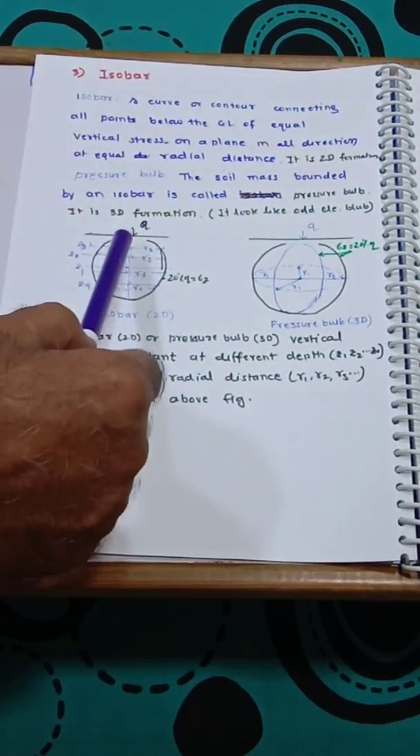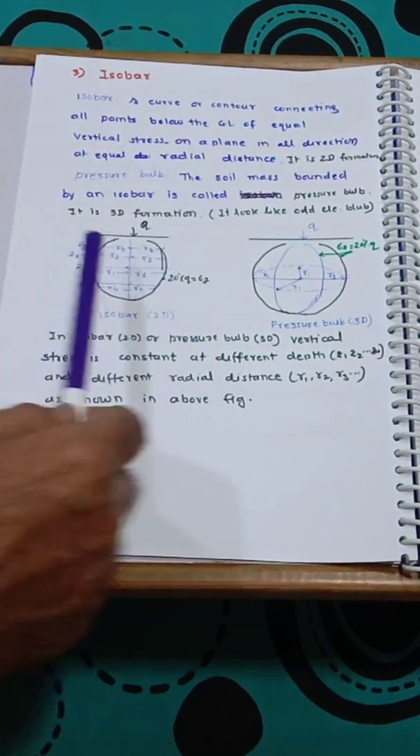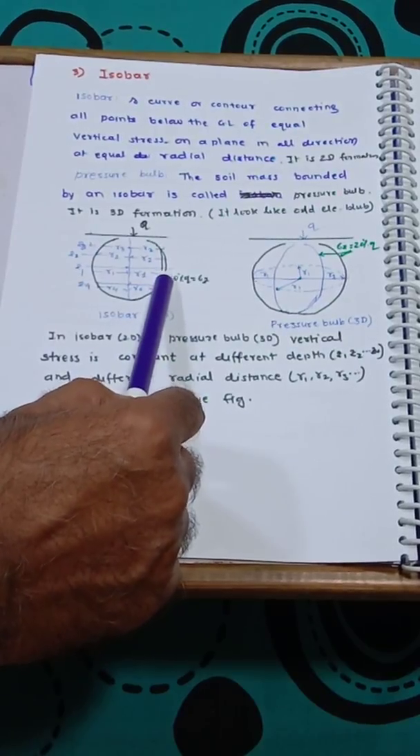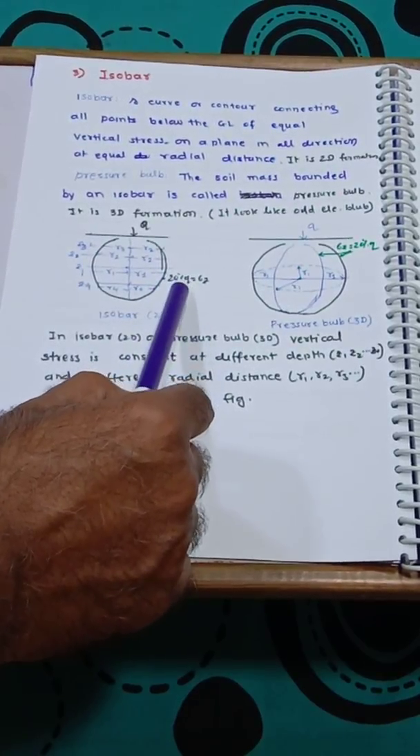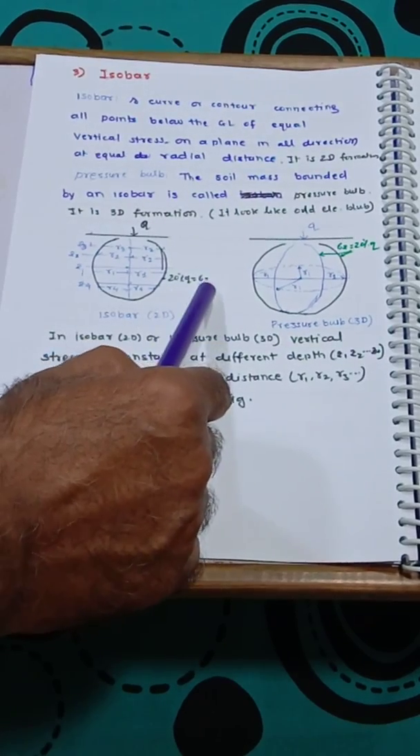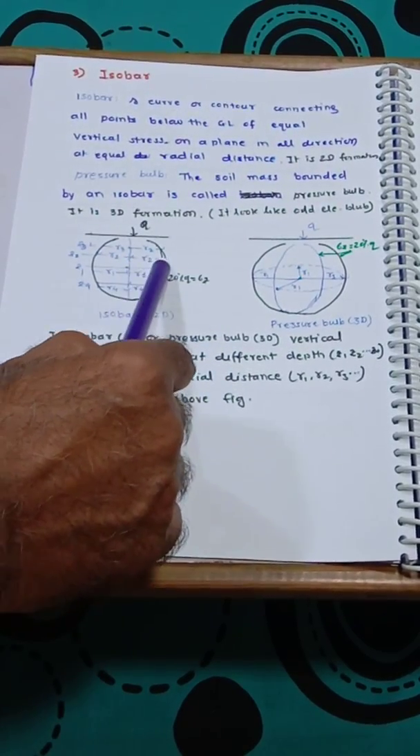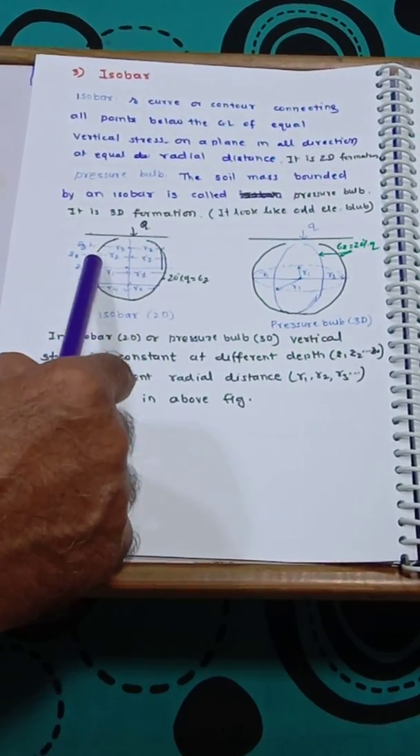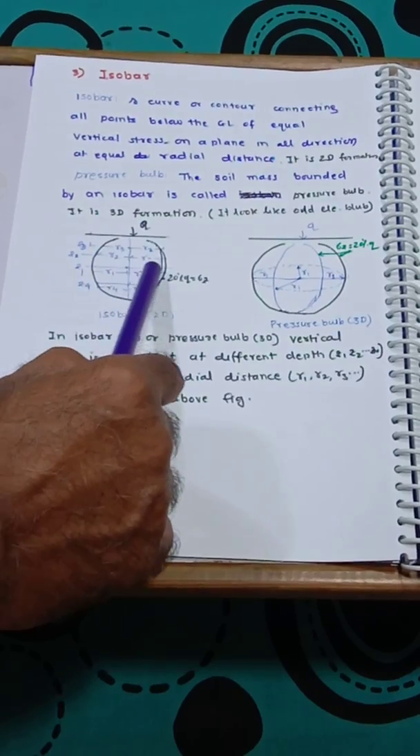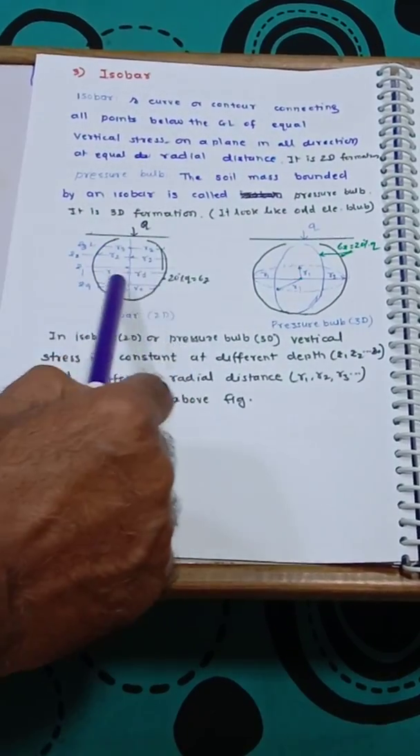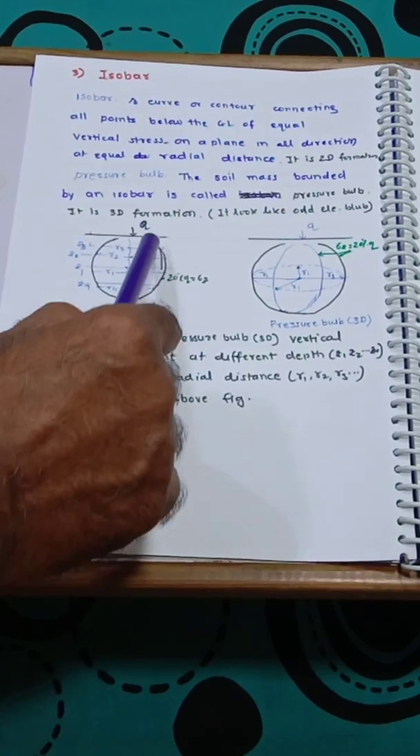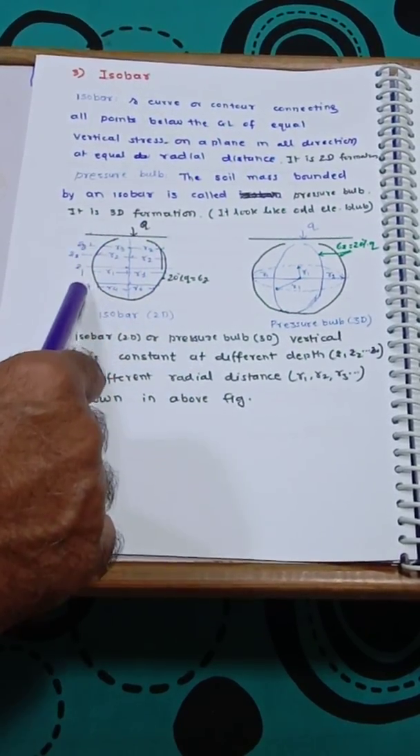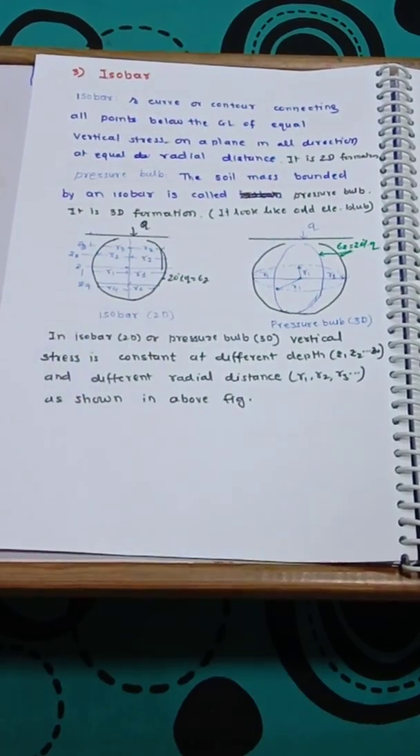One is the isobar, which is just like a 2D diagram. So for any plane, the stress is a required one. Let us say 20% is the example of the load. Then the radial distance is, say, r1. If I go a lesser distance, then I get r2, r3, r4. So these are all the radii on which the stress is constant for a different depth, but the radial distance is changing.